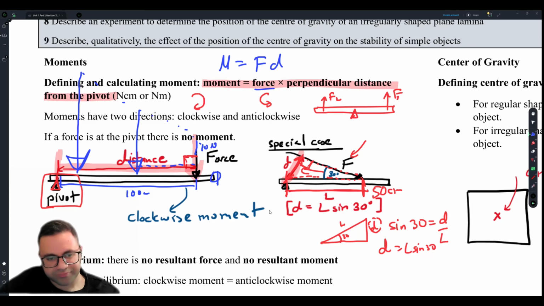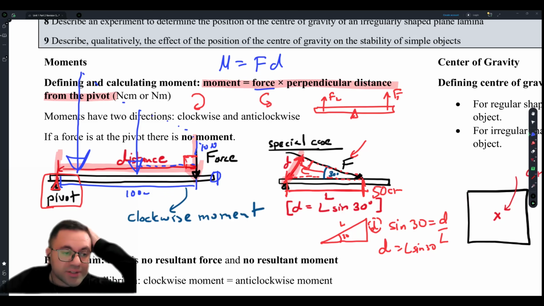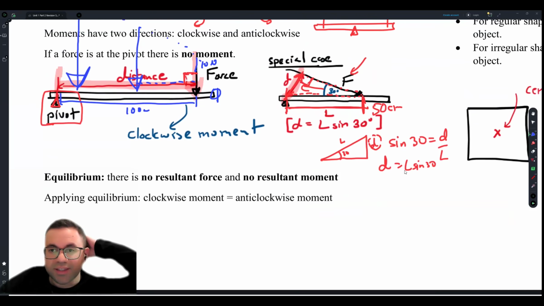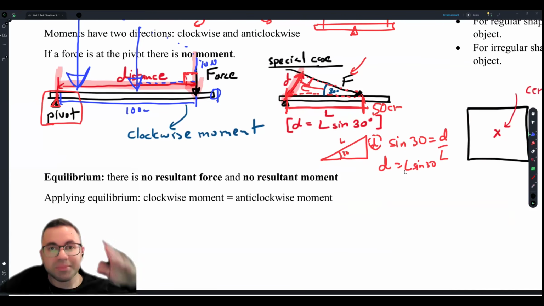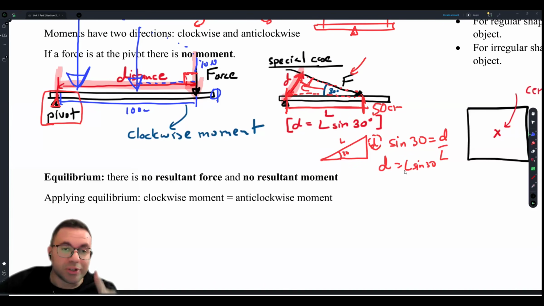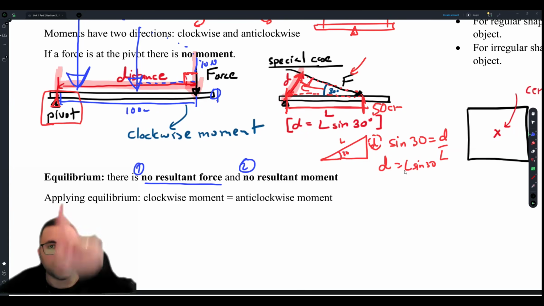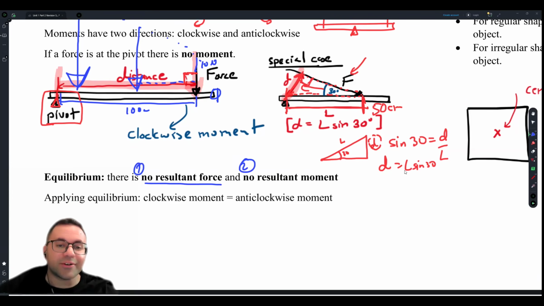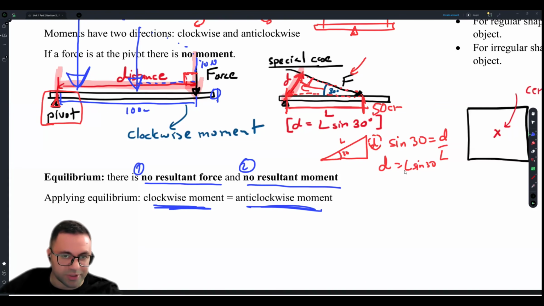That's right. There is a state called equilibrium. When I say that an object is in equilibrium, it means it's perfectly balanced. But you need to say two conditions for equilibrium. What are they? That there's no resultant force, meaning the upward force equals the downward force, or left equals right, and there is no resultant moment, which means clockwise is equal to the anti-clockwise moment.